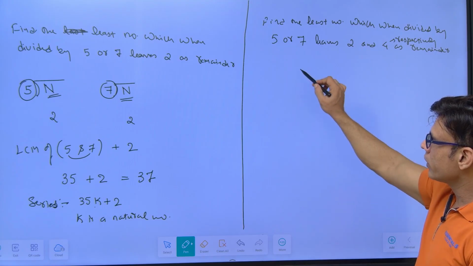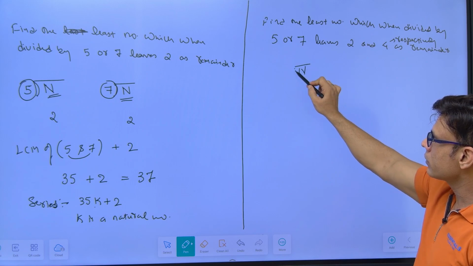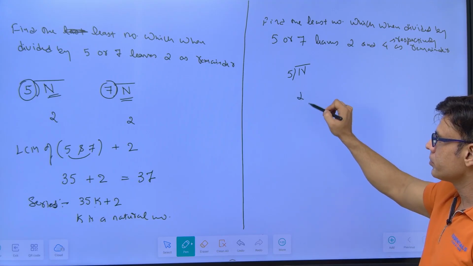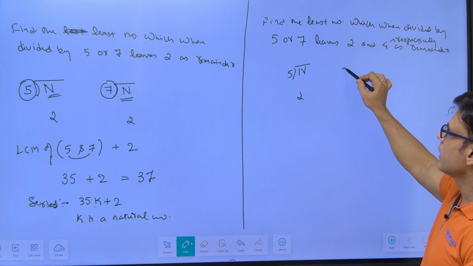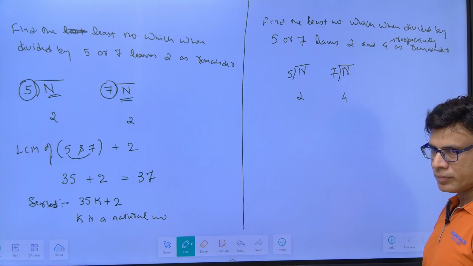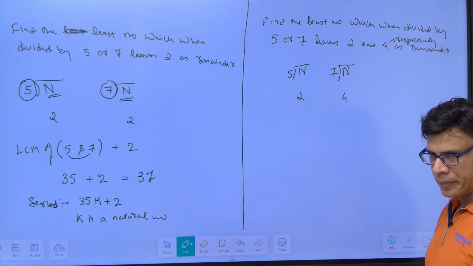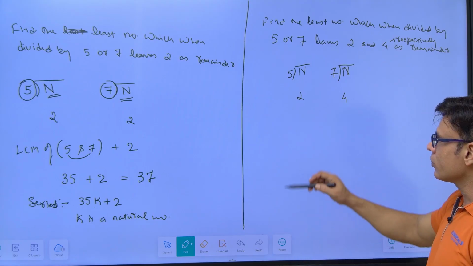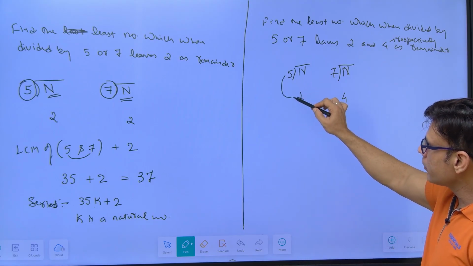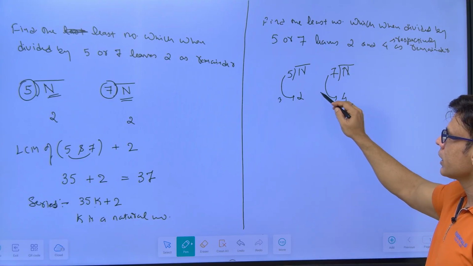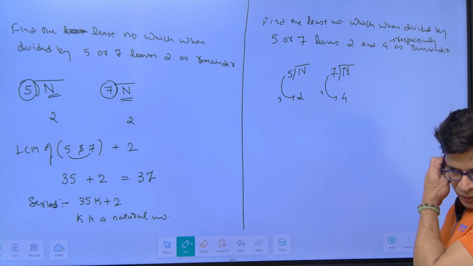That means when you divide that number n with 5, it leaves a remainder of 2. And when you divide the same number n with 7, it leaves a remainder of 4. Now in this case, your remainder is not same. So when a remainder is not same, then you have to check the next thing. Next thing is what? Difference between divisor and remainder is same or not. What is the difference between divisor and remainder? 3. And this is also what? 3.